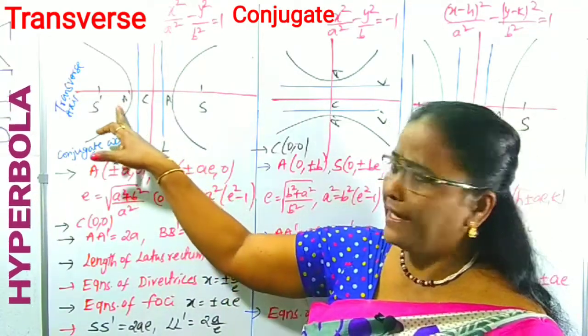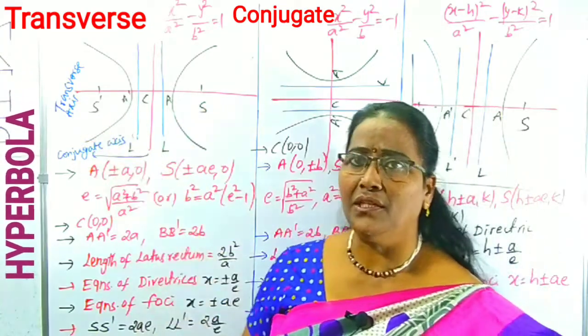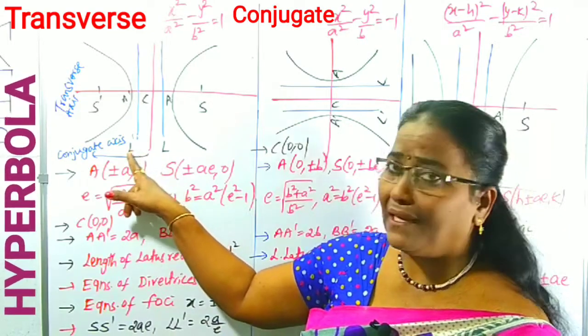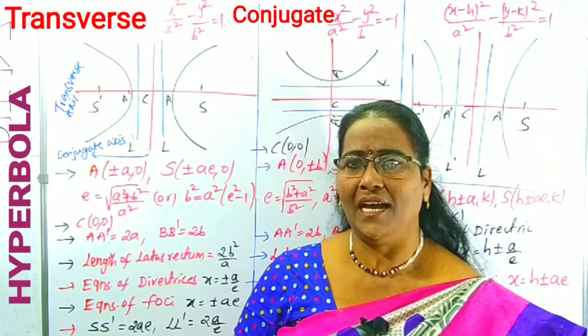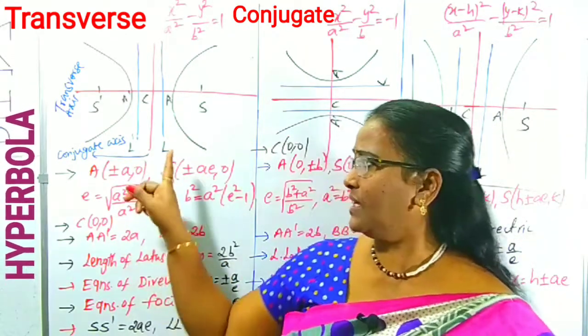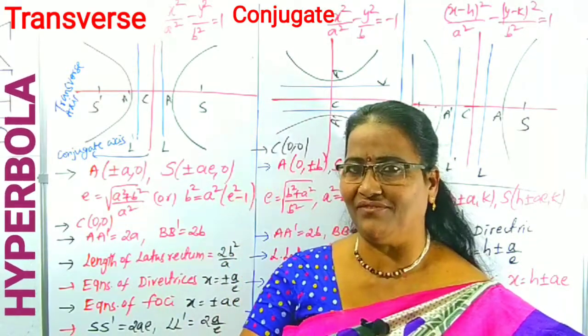Then A and A dash are called the vertices of the hyperbola, and S and S dash are called the foci of the hyperbola. And I have taken here the lines L and L dash. These are called the directrices of the hyperbola. What are L and L dash? Directrices of the hyperbola. You have to know the figure first of all.